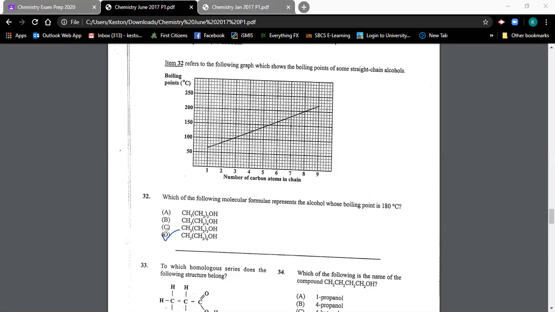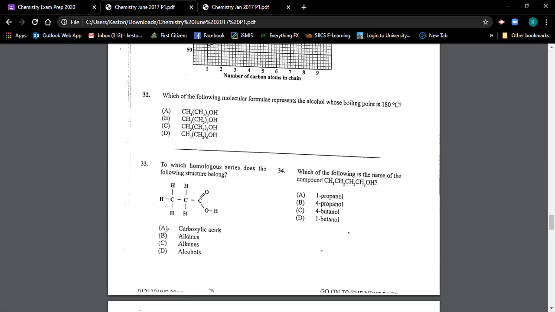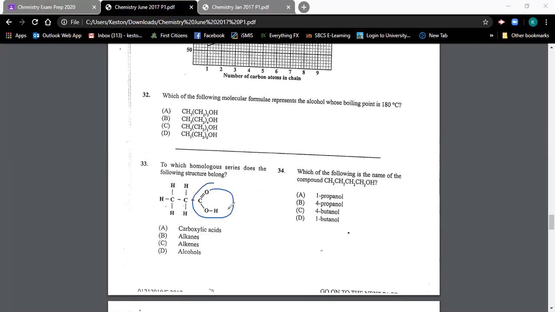33. To which homologous series does the following structure belong? Right, we're looking at the functional group, and that would help us with the homologous series it belongs to. Yes, this is your carboxylic acids. Very good. Carboxylic acids have COOH as their functional group. Nice.